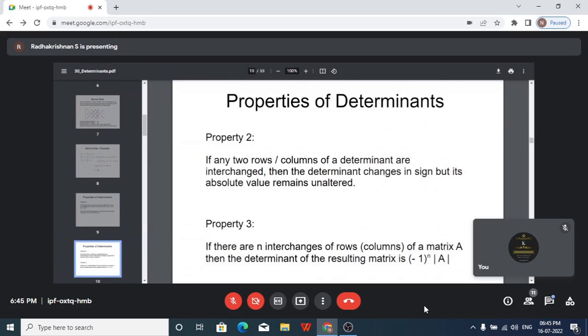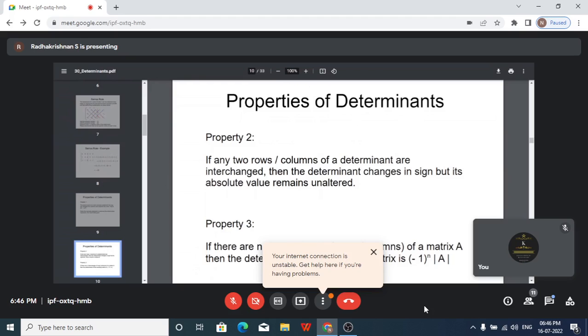Now, this is very important. If any two rows or columns of a determinant are interchanged, then the determinant changes in sign, but its absolute value remains unaltered. We can do many such interchanges. Once we interchange a row, the sign changes. If we do it twice, it is going to change 2 times, and so on. So it will become (-1) to the power n if you make n interchanges. That is the property.